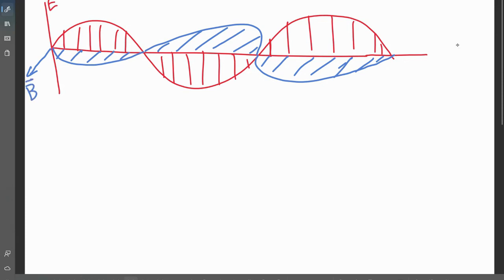And you can use your right hand rule: pointer finger with E field, middle finger with B field. That tells us that the velocity of our wave is to the right. Let's call that the x-axis, the y-axis, and the z-axis.